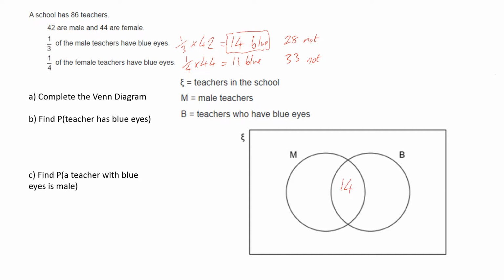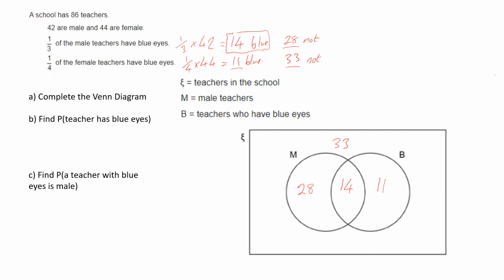We then know there are 28 people who are male but do not have blue eyes. We know there are 11 female teachers with blue eyes, so they'd have to go outside the male circle. And then there are 33 people that are not either of those things, are not male and do not have blue eyes. You could probably check this adds up to 86: 28, 42, 53, 86, yeah. So that looks like a fine Venn diagram to me.